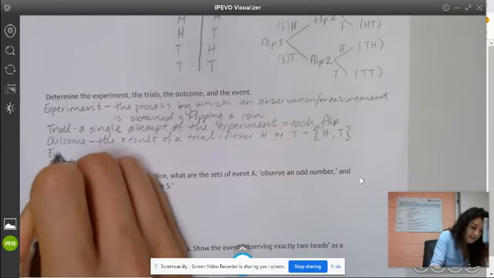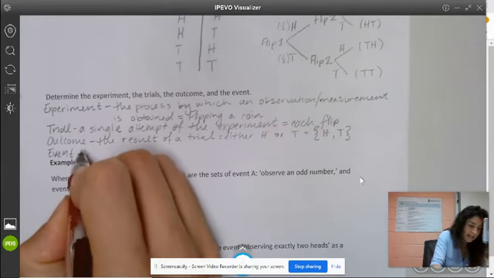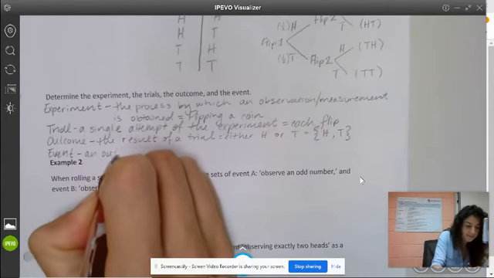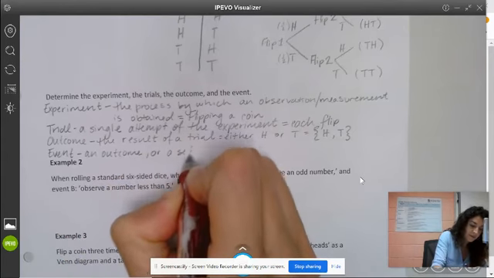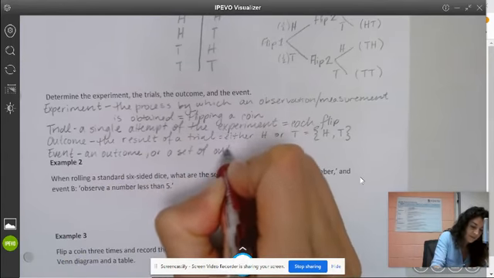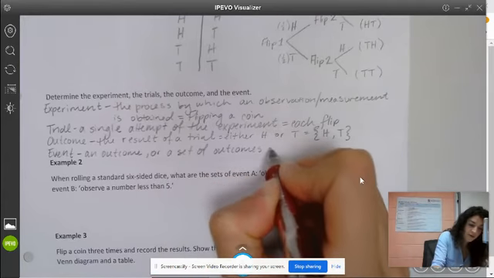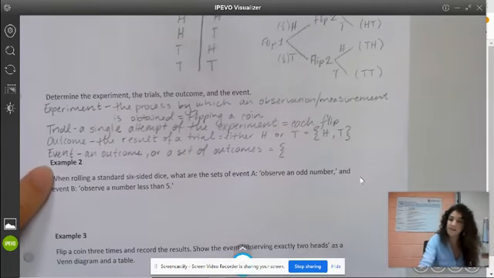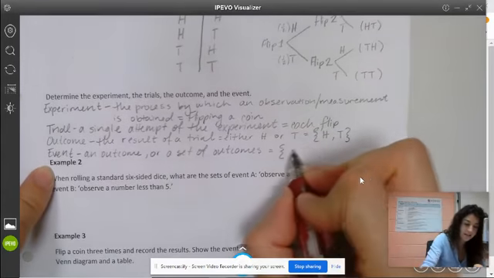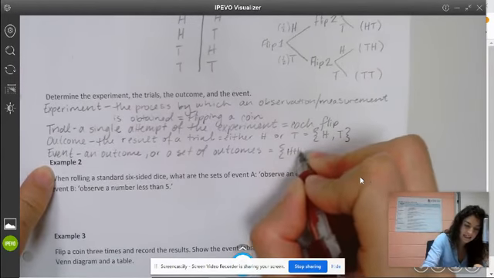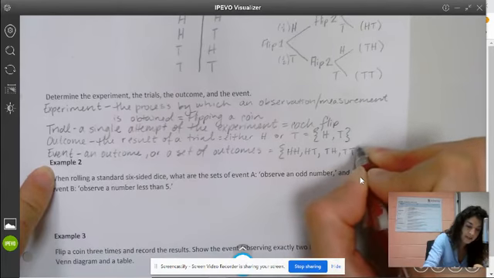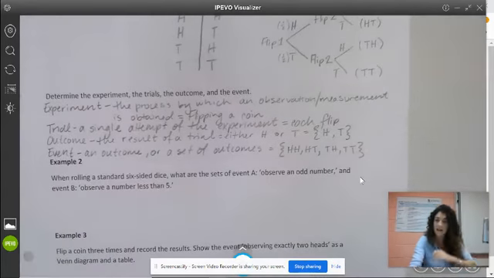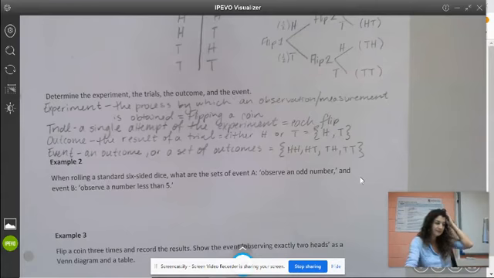An event is an outcome or a set of outcomes. For instance, the event in this case is the event of heads, heads, or heads, tails, or tails, heads, or tails, tails. So it's the set of all possible outcomes. So let's go ahead and use this in example 2.